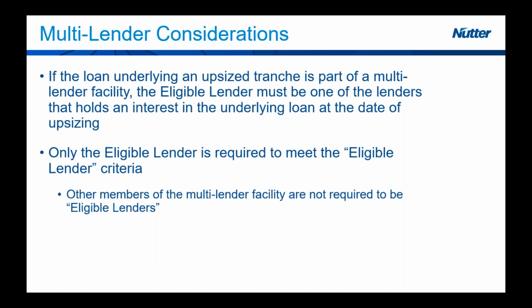A few considerations for multi-lender facilities. If the underlying loan is part of a multi-lender facility, the eligible lender must be one of the lenders that actually holds an interest in the underlying loan as of the date of the upsizing. What's important here is only the eligible lender is required to meet the eligible lender standards that are laid out in the term sheets, and other members of the facility are not required to be eligible lenders as that term is defined. So if there are multiple members in a multi-lender facility, only the eligible lender, capital E, capital L, is required to meet the criteria laid out by the Fed.